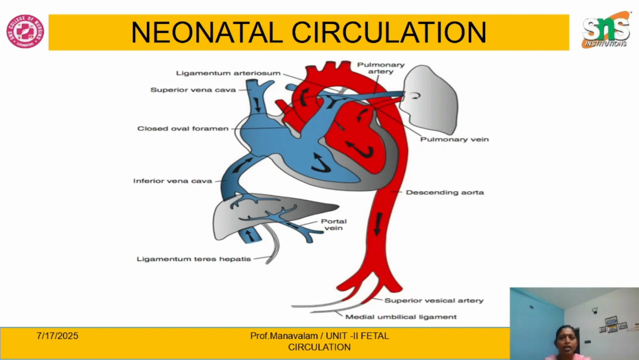Next, this ductus arteriosus becomes the ligamentum arteriosus during the postnatal period. Then the umbilical arteries become the medial umbilical ligament. So these are all the changes that occur during the neonatal circulation.